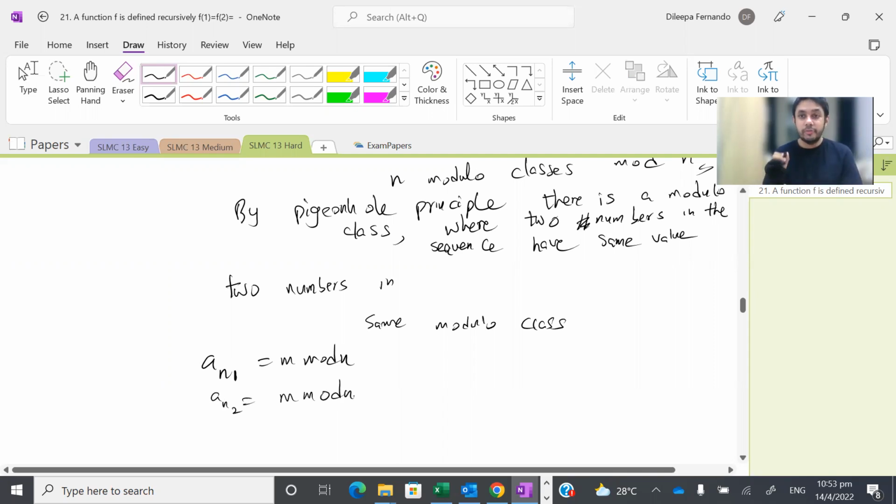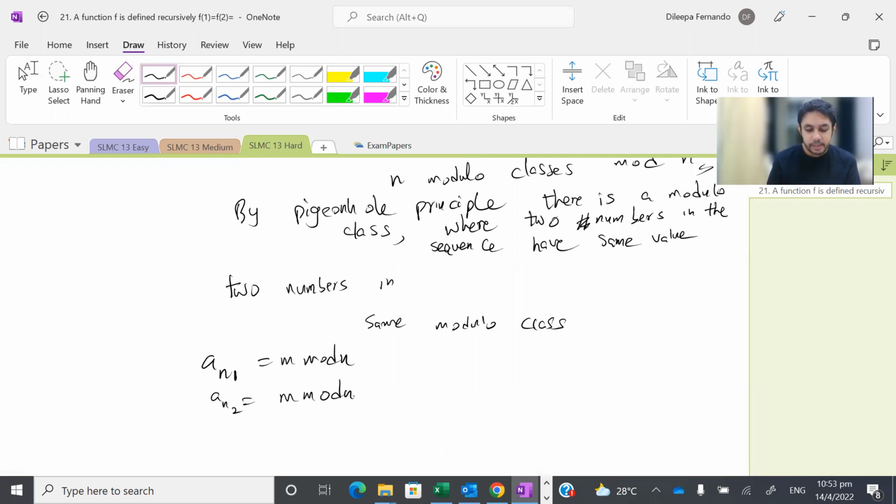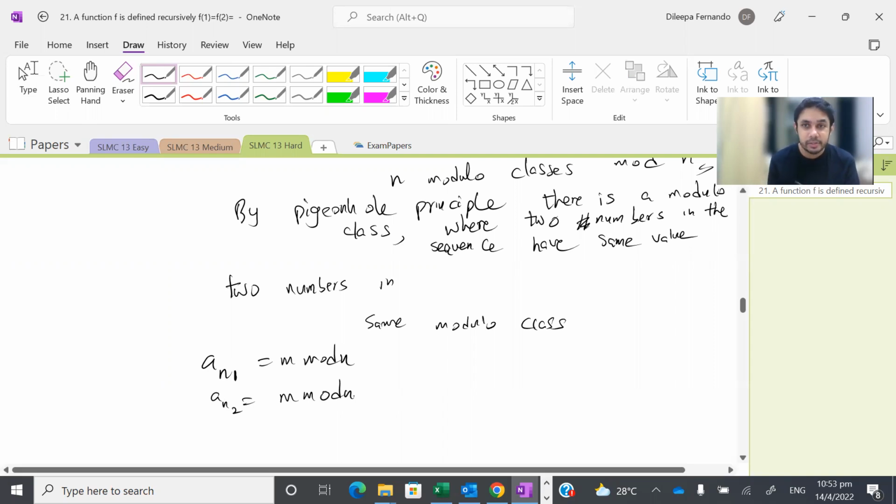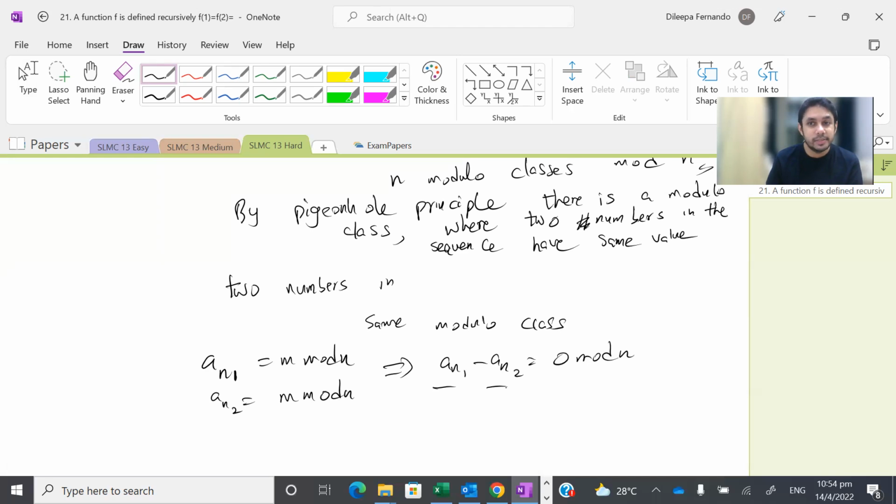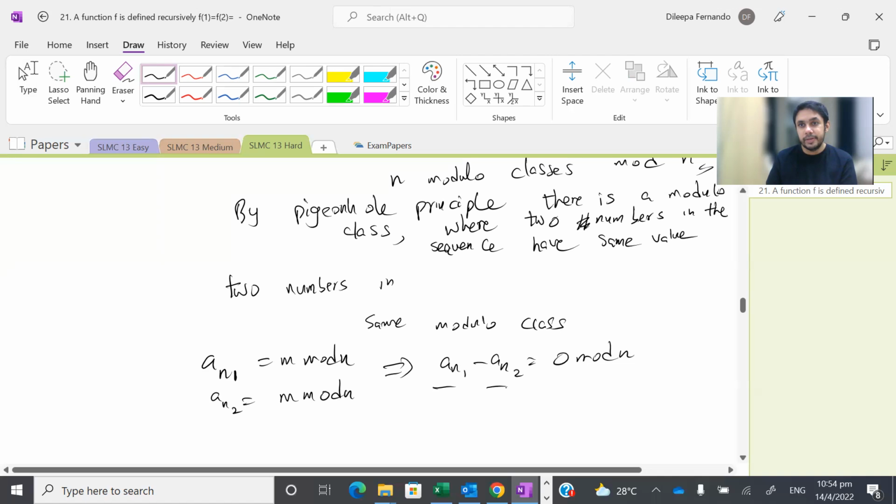Okay, but now you should observe something. When you have two M's and you subtract one from another, you will arrive at 0 mod N. So this is an observation. You have arrived at a multiple of n by using these two sequence values. And I also reminded you that subtracting any two values in the sequence will make a multiple of 10.